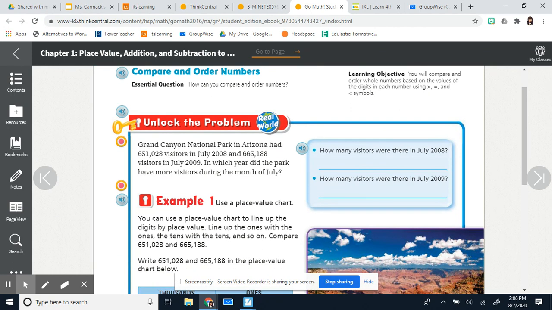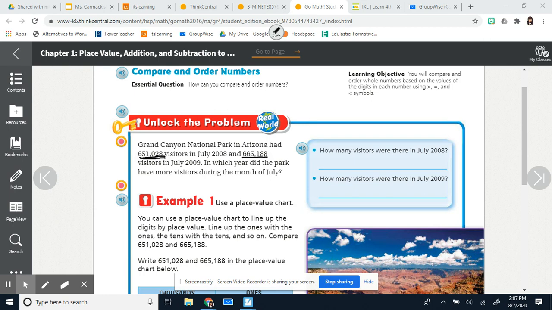Grand Canyon National Park in Arizona had 651,028 visitors. I like to underline my numbers as I go along. In July 2008, I'm not going to underline that because that is a year. And 665,188 visitors in July 2009. In which year did the park have more visitors during the month of July?